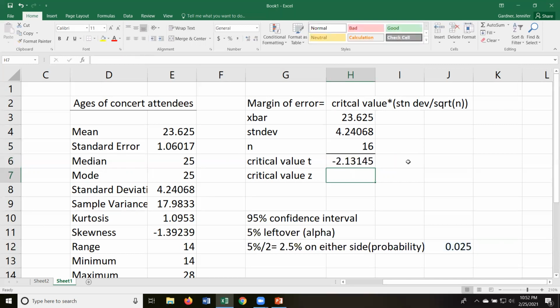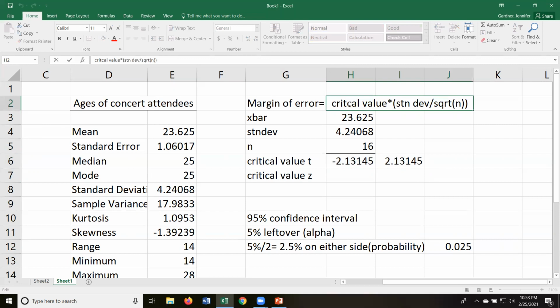So when I hit enter, I'm going to get my critical value. That's a negative. Well, that's because it's on 2 sides. And so therefore, because the distribution is symmetric, it's going to be both negative and positive. So we just want to focus on the number. So right here, I'm going to say equals 0 minus this number and get the same exact thing. Equals 0 minus the number gets the positive version. So we have the critical value for T.